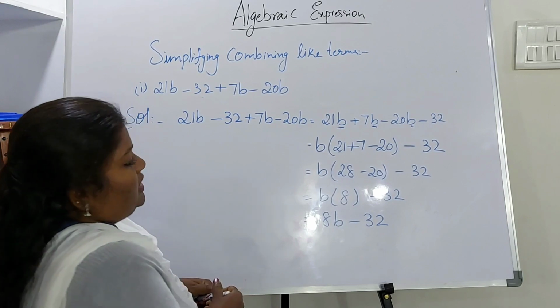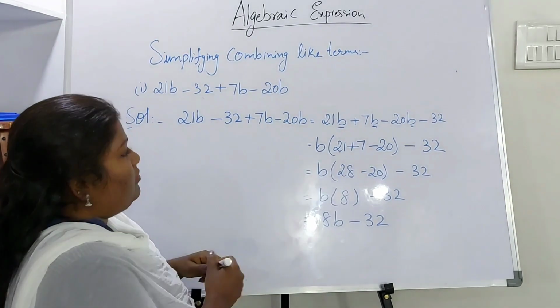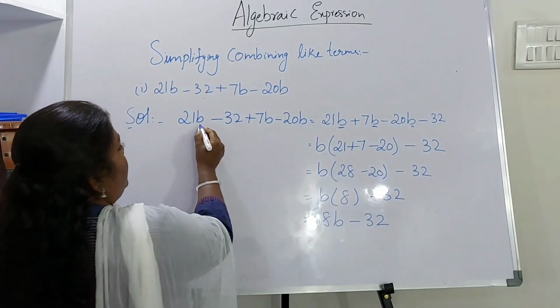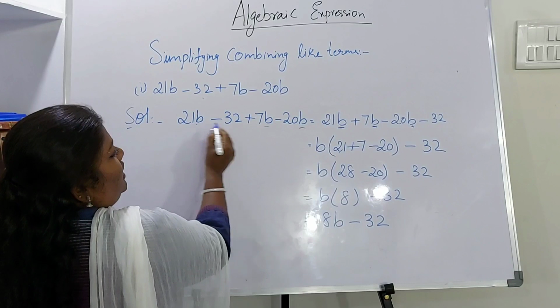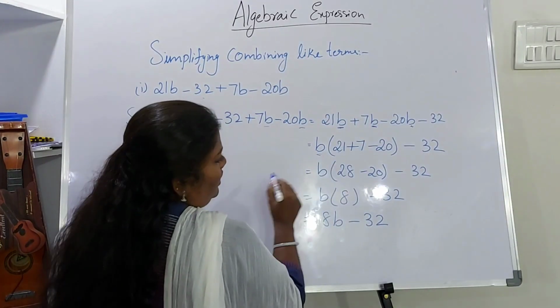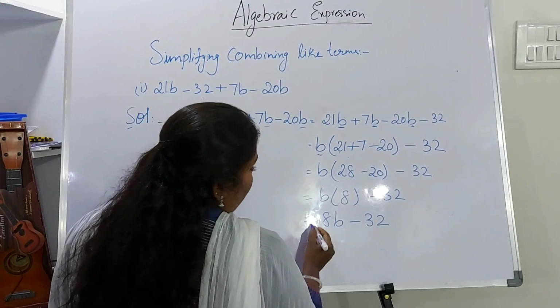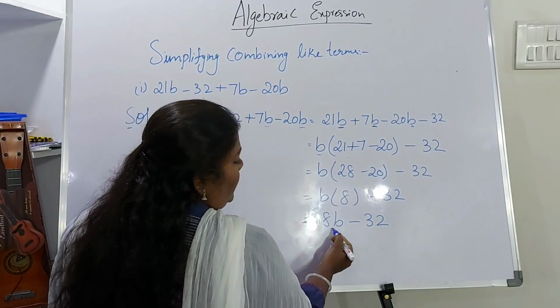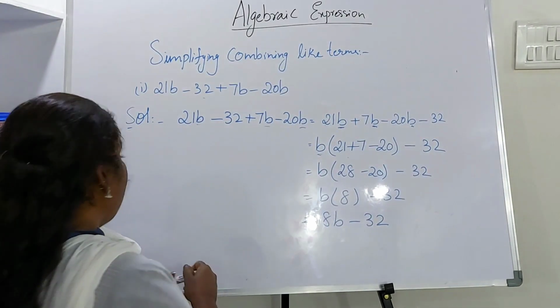Now I'll just repeat. There are 4 terms. Observe which term has which variable. You can observe that 3 terms have b as common. So I have taken b common, written the coefficients, simplified it, and at last I got the answer as 8b minus 32. So let's move on to the next one.